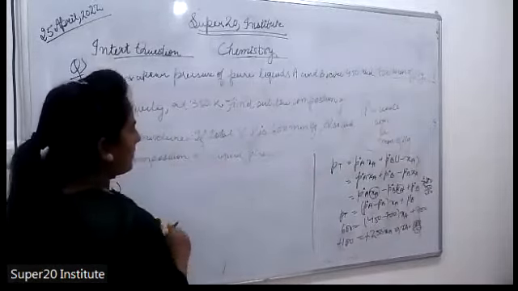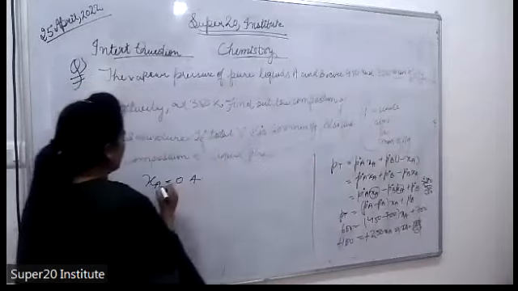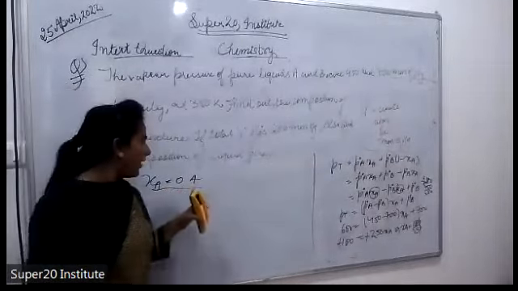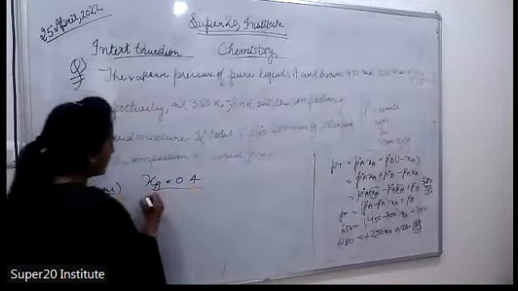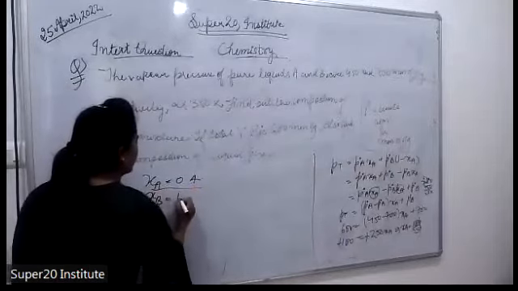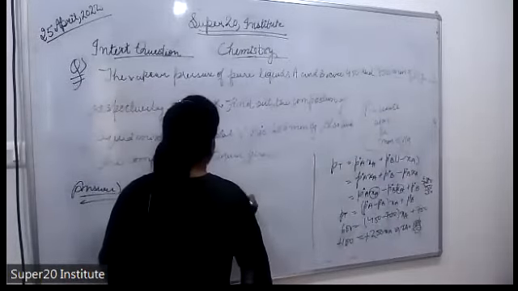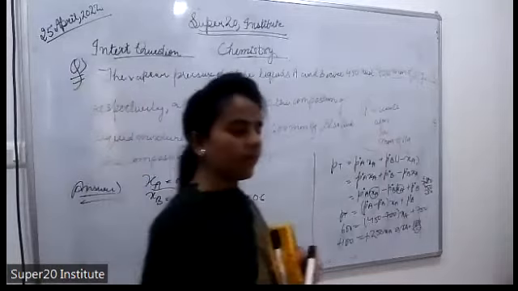So we get chi A will be 0.4. So if we have the value of chi A, that is mole fraction of A, from here we also calculate the value of chi B, that is mole fraction of B. So how to calculate? Chi B will be 1 minus chi A. So 1 minus 0.4 will be equal to 0.6. Okay.